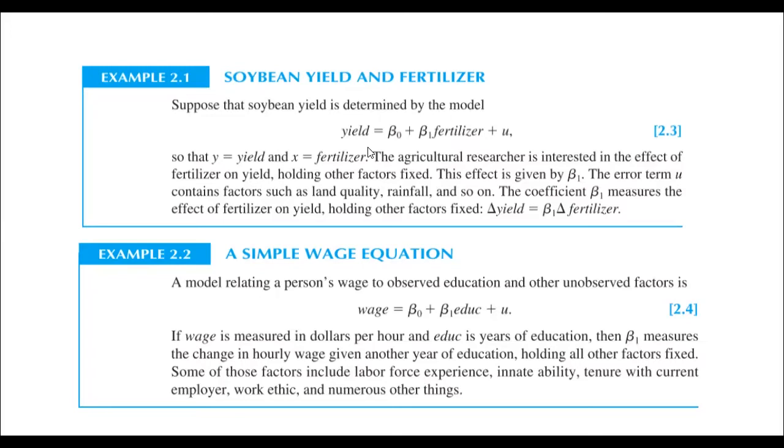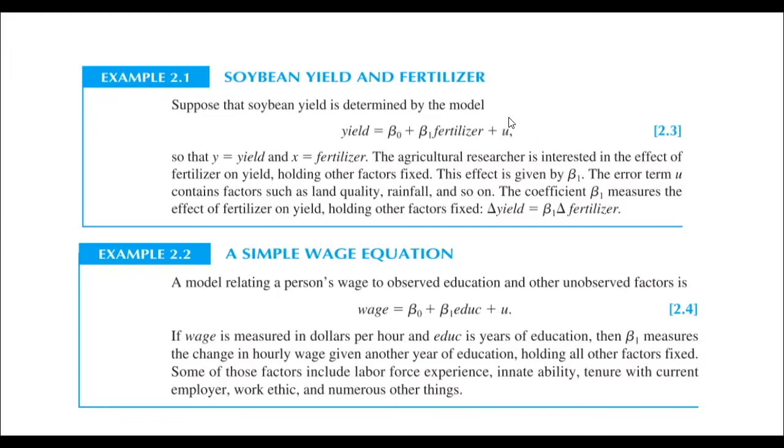So we've got two examples here for the simple regression model. In the first example, the equation is yield equals beta naught plus beta 1 fertilizer plus u. This model explains the effect of fertilizer on agricultural yield. So here beta 1 is the slope parameter, and this is the magnitude of effect that fertilizer has on agricultural yield. So what does u mean here?